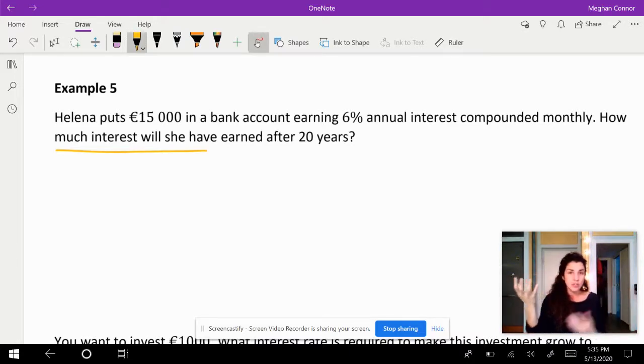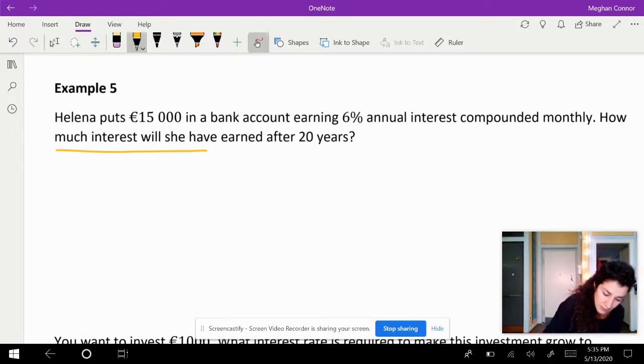So how much interest she has earned is not the 15,000 euro, but the amount that's being put back into the 15,000 euro. What we're going to do is find the final value and then subtract out the original 15,000 to figure out how much she earned over the course of 20 years on the initial value, which was 15,000 euro. So we're going to find our final value, but then subtract out 15,000. I might write a note to myself.